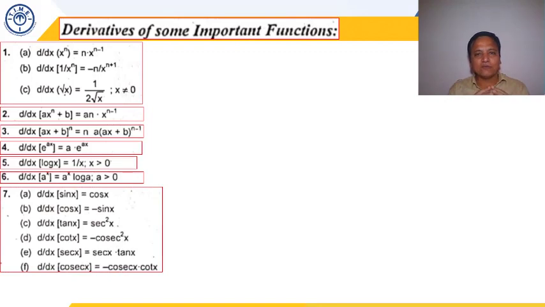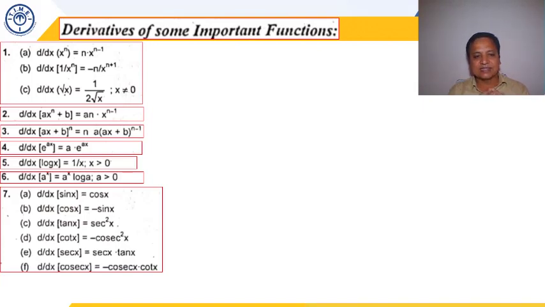Now d by dx of sin x, differentiation of trigonometric functions: sin x is cos x. Differentiation of cos x is minus sin x. Differentiation of sin x is cos x. Differentiation of cos x is minus sin x. Differentiation of tan x is sec square x. Differentiation of cot x is minus cosec square x.